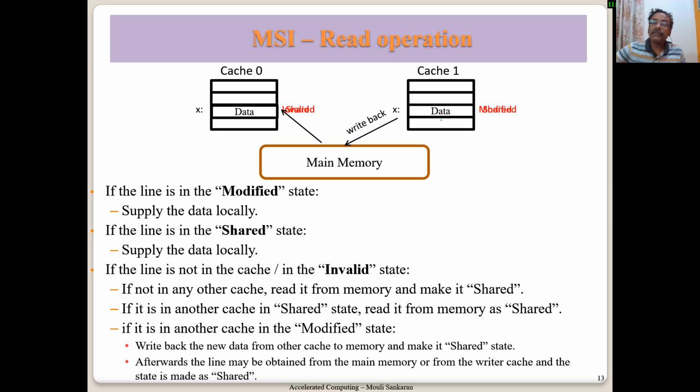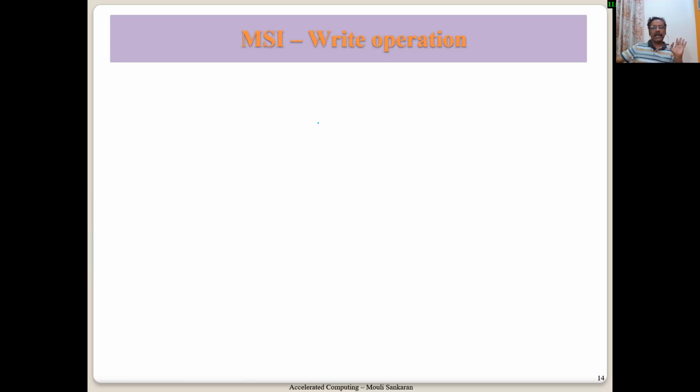This should be shared. Afterwards, the line may be obtained from the main memory, from the writer cache, and the state is made shared. Here also you make it shared, so both of them are now shared. You cannot have more than one copy of the same data in the modified state. Only one core can have it in modified state. If there are multiple copies, then you make them all shared. So this is the read operation.